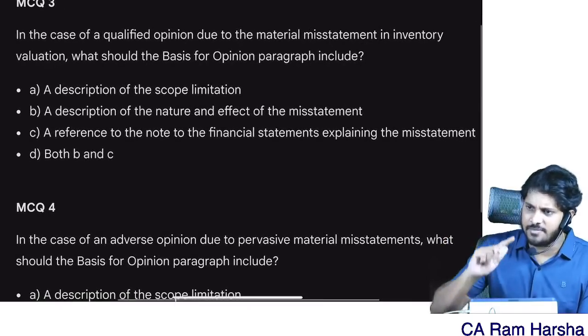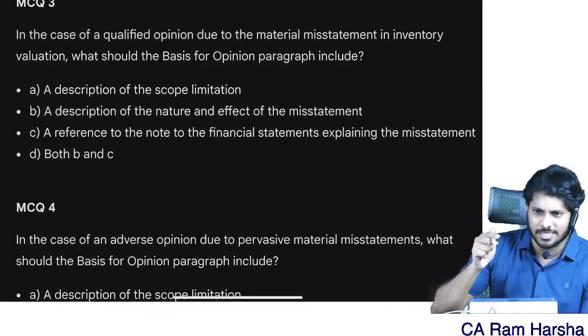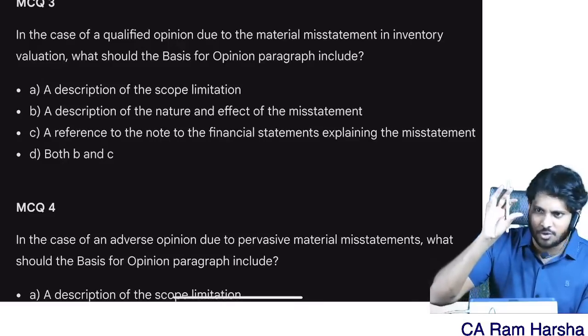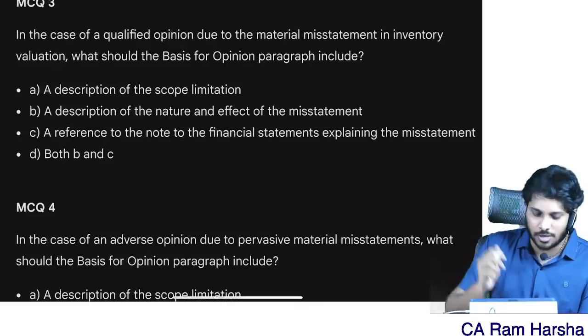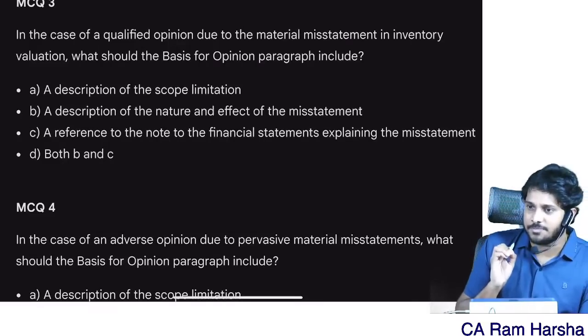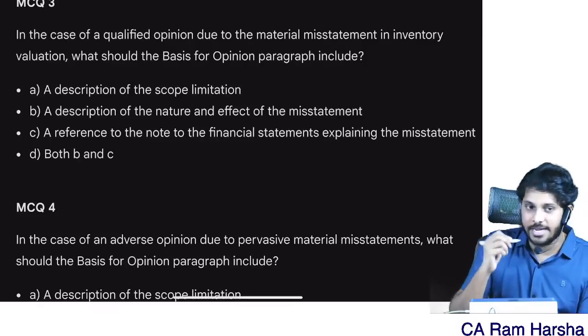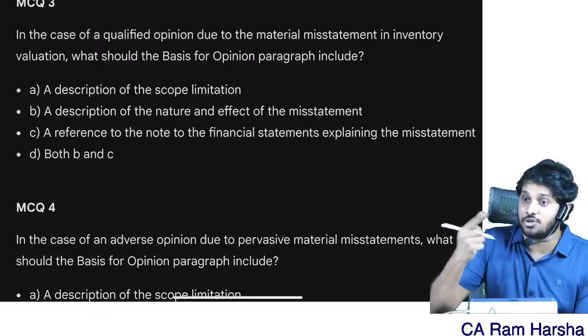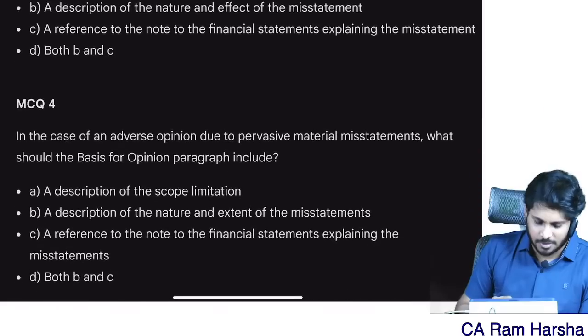Probably I will even refer to the note which actually talks about the misstatement. That also I can refer. When I'm qualifying, I can refer even to that also. So I will select D. B answer is perfectly right. I need to talk about nature of misstatement and effect also. Quantification means what? Effect.